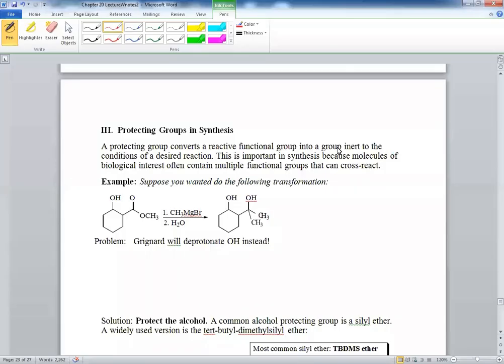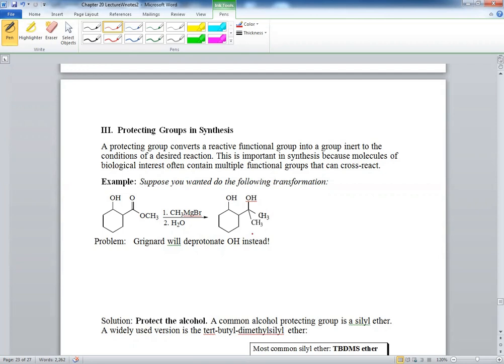Protecting groups in synthesis. So you plan a synthesis to produce a given compound, let's say this one right here, from using an ester. Of course, there's a hydroxy group, an alcohol group. And you say, okay, based on what we learned, if I use Grignard reagent, I can add this methyl right here. And of course, I can kick out the methoxy group, the OR group. And it's all nice and simple.